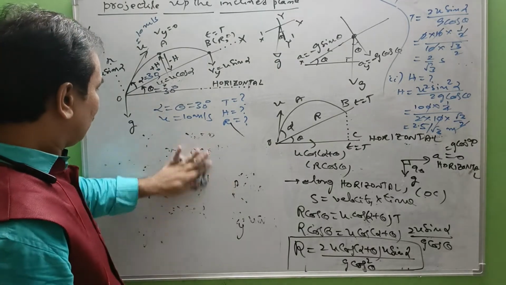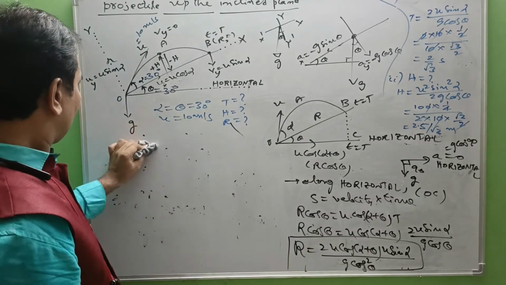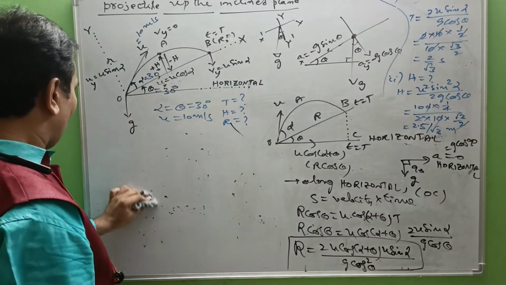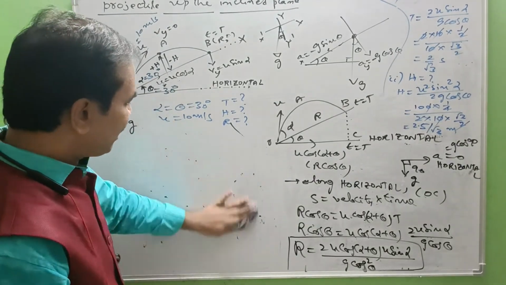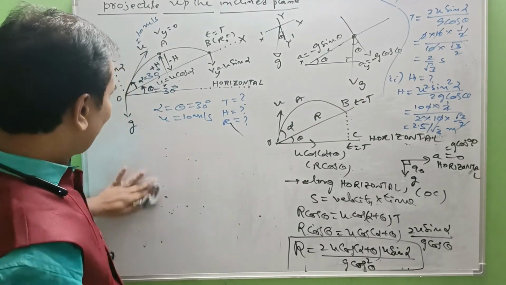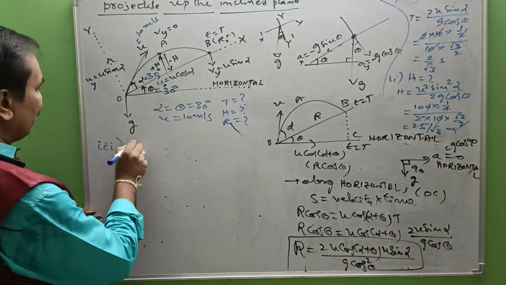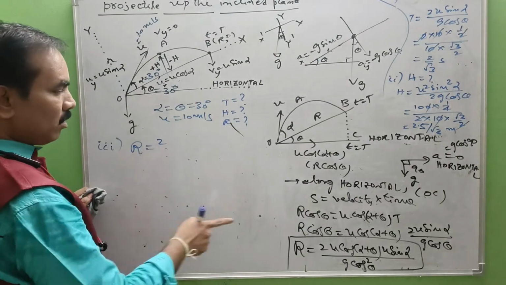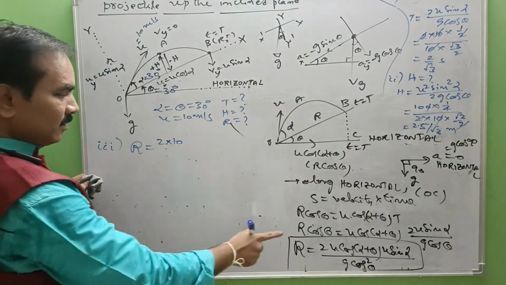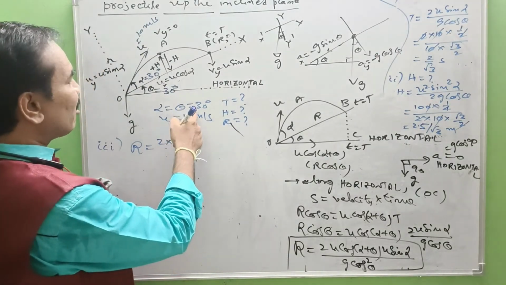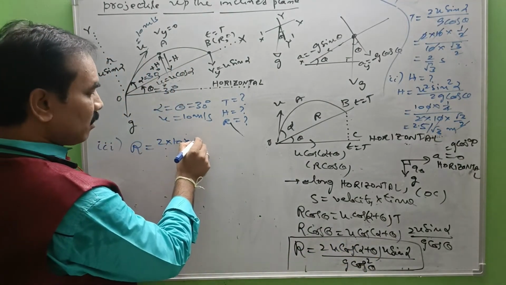Coming to range, the third point. Range R equals 2u cos(alpha plus theta) into u sin alpha by g cos square theta. Am I right? So for the third point, R equals 2u cos(alpha plus theta). U means the velocity of projection, 10. Alpha is 30, theta is 30, so cos(30 plus 30) is cos 60.